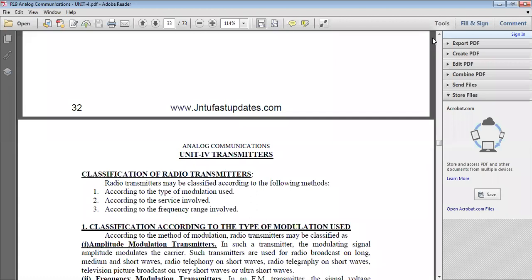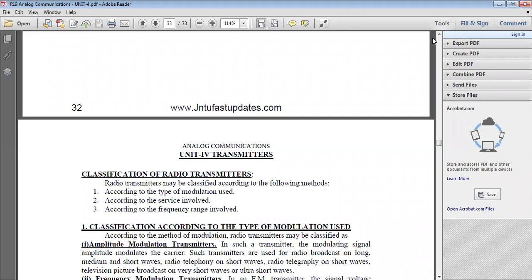Our next unit is transmitters and receivers. Put a heading: transmitters and receivers. First of all, we discuss transmitters. This is the fourth unit.